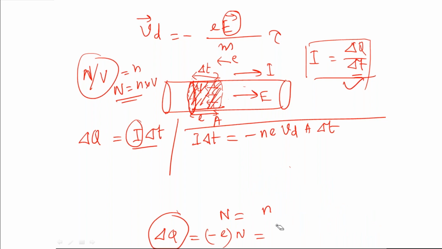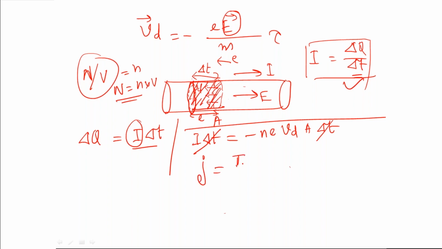This part is very important. Actually, this derivation comes in your exam, so better you understand it now. If you have any doubt, you can ask me. So the delta t cancels. I can write this as J, because this is I by A. I bring A to this side, so this I can write as n e vd.